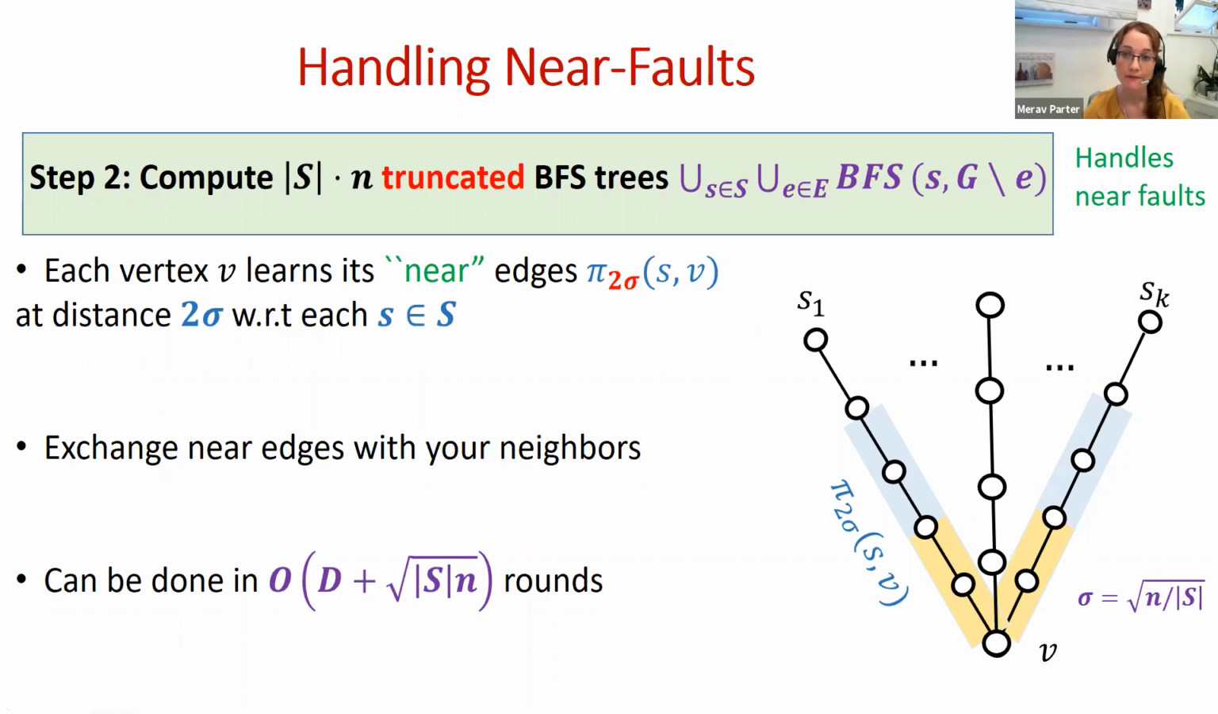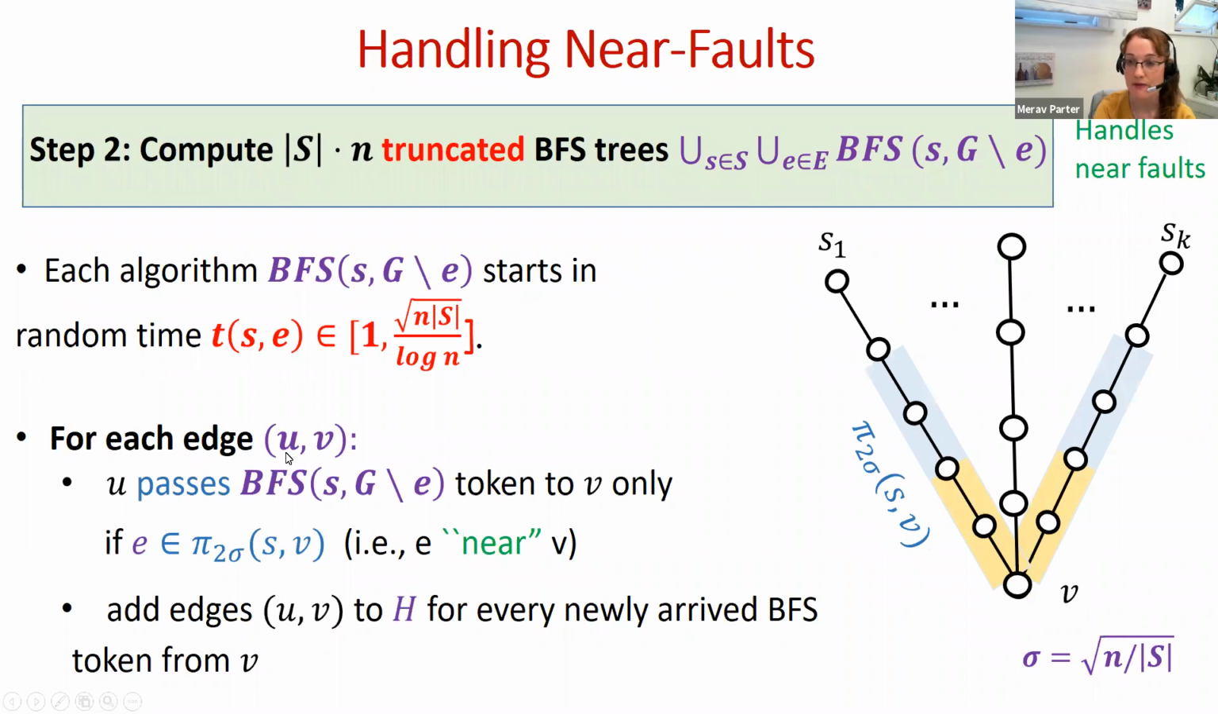Now we let all my neighbors learn my near edges. These are the edges that are important to me. These are the edges that I want to learn about their BFS tokens. So I let my neighbors know, hey, these are the tokens that I care about, okay? So all this can be done in D plus square root Sn rounds. And now we use the random delay approach, and we start each BFS algorithm rooted at S in G minus E, for every S and for every E, at a random time in a range, where square root Sn is again our congestion bound. This is the total number of near edges for a given vertex, okay?